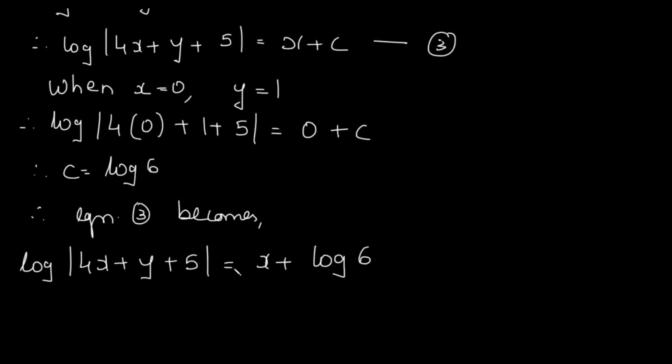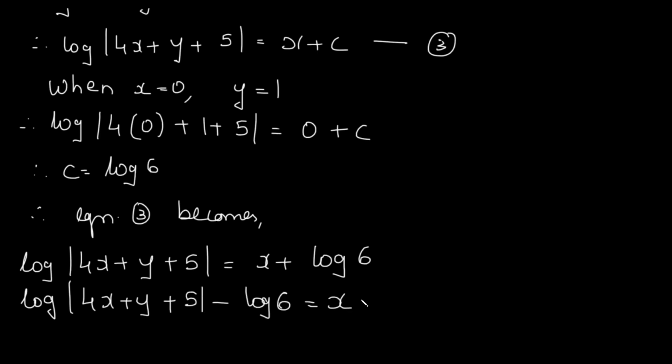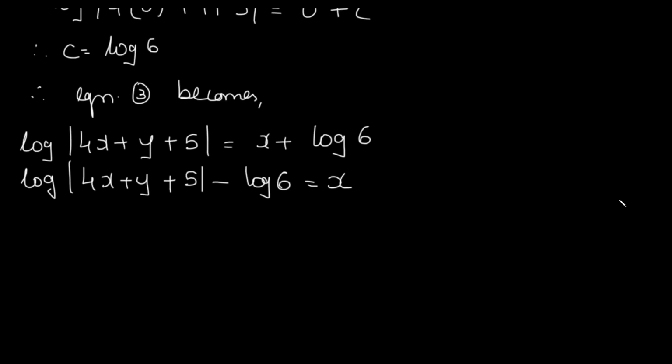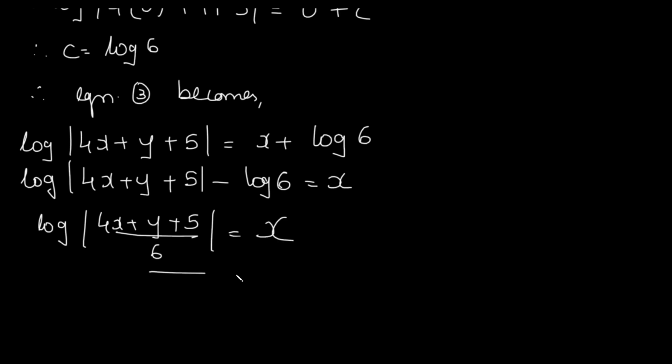Now we can take log 6 on the LHS and write it this way: log of 4x plus y plus 5 minus log 6 is equal to x. And thus we can combine the logs on the LHS and write it this way: log of (4x plus y plus 5) upon 6 is equal to x. And this becomes our final answer for this case.